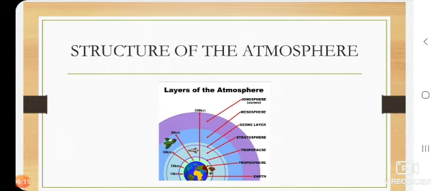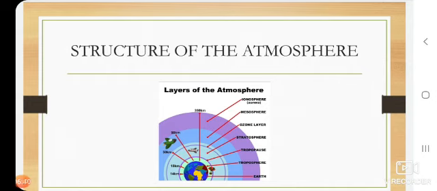Next comes the stratosphere. Children, while I am explaining the layers of the atmosphere, open your textbook, page number 12.2. Look at the diagram given. It is very clearly given. This is another diagram. Look at the diagram given in your textbook also. And when I send the notes, you have to draw this diagram in your notebook.